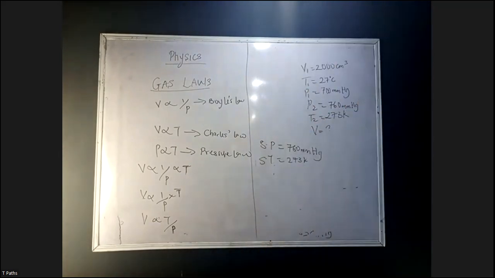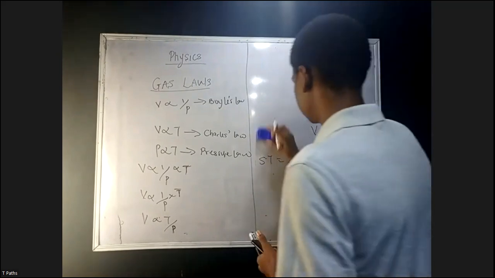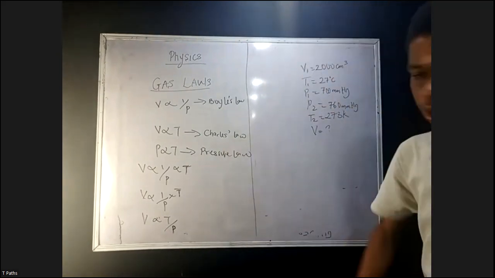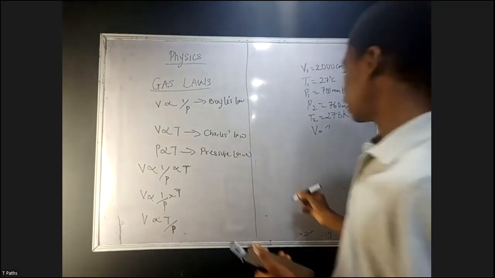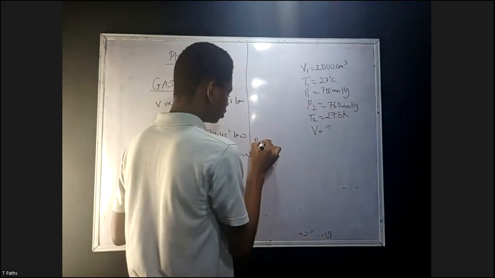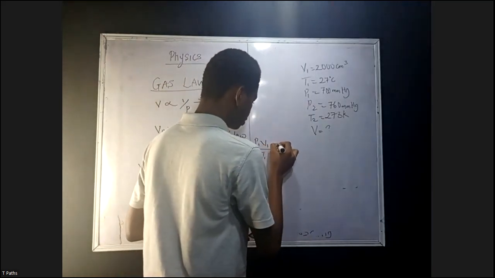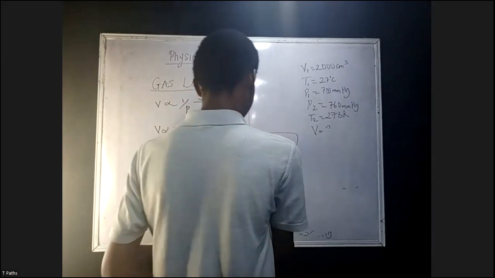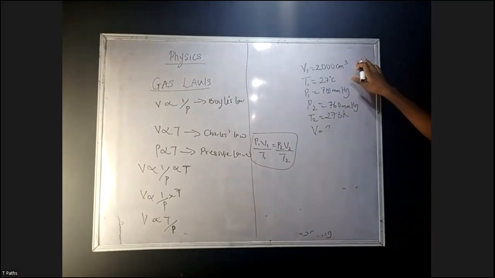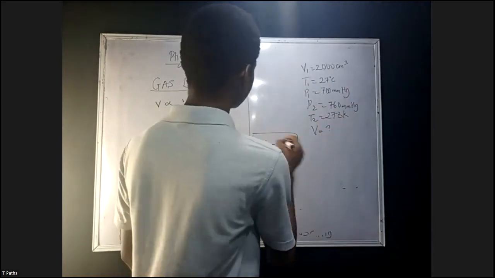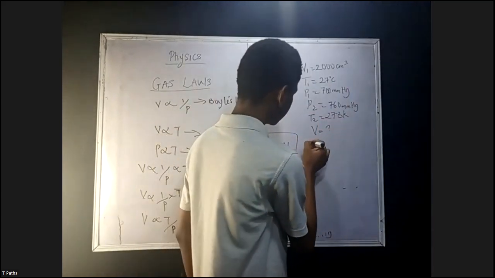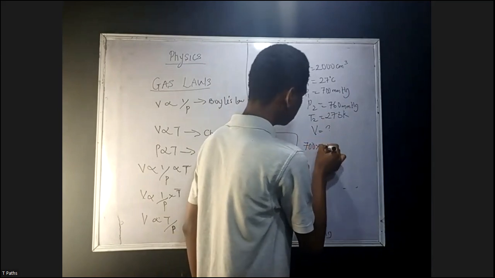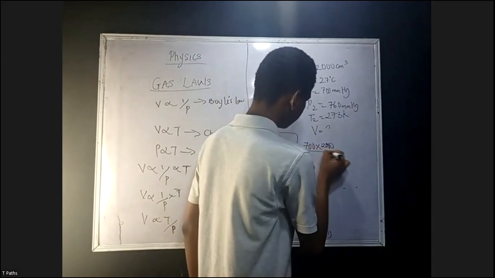So going ahead, using the ideal gas equation that we just derived, which is P1 V1 over T1 is equal to P2 V2 over T2. This is the formula we'll be using because here the volume is varying, the pressure is varying, and the temperature is also varying. So we're going to use the ideal gas equation. Now I'm going to take it one by one. My P1 is 700 times my V1, 2000, divided by my T1.